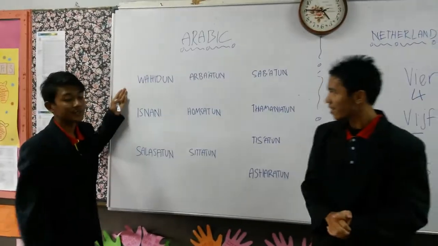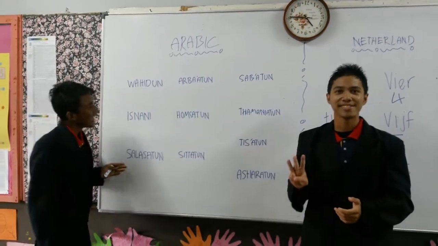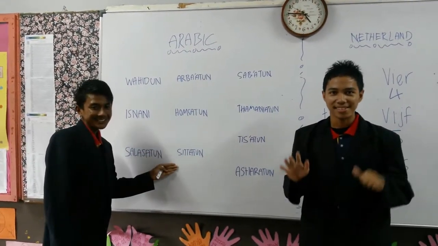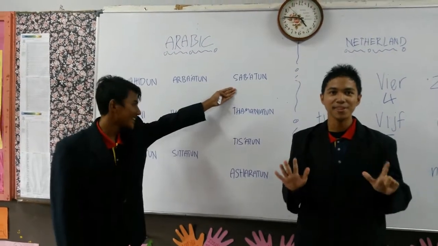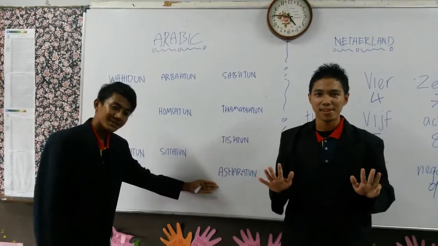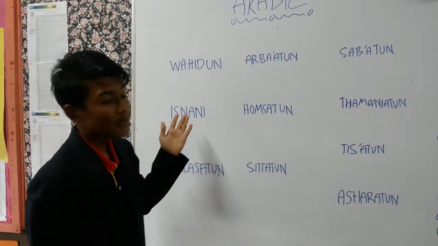Firstly, wahidu, one. Isnani, two. Salasatun, three. Arbaatun, four. Khamsatun, five. Sittatun, six. Sabatun, seven. Samaniyatun, eight. Tisatun, nine. Asharatun, ten. This is the way how to say numbers in Arabic.